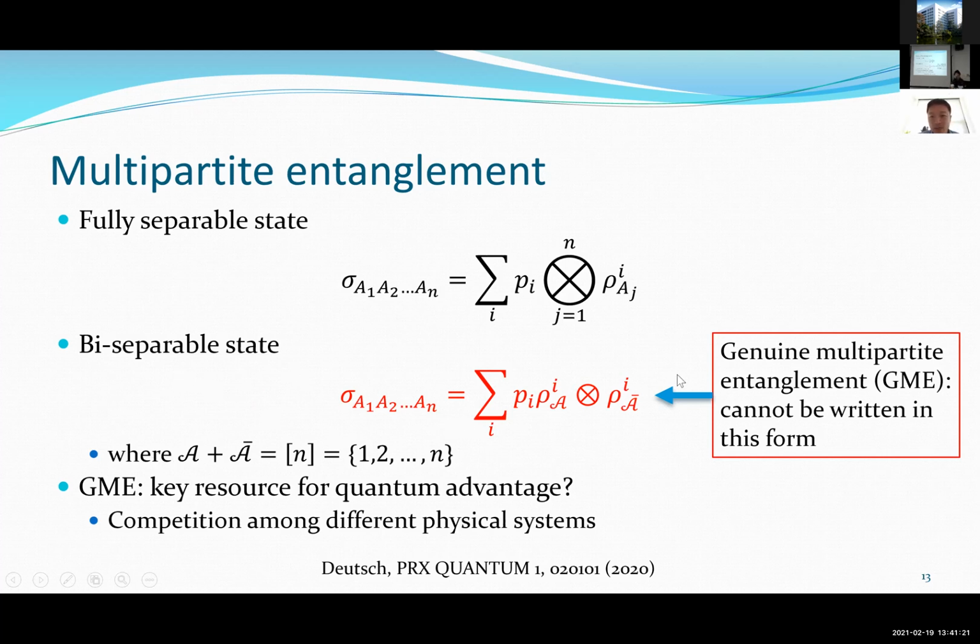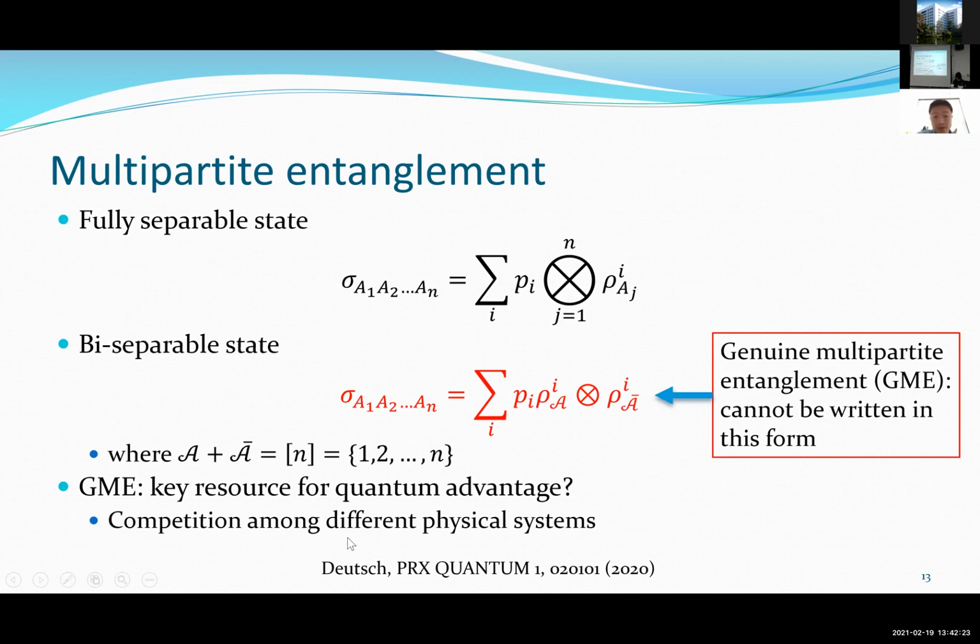For GME, any state that cannot be written in this form is a genuinely entangled state. There is also a widespread belief that the genuinely entangled state is a very fundamental key resource for quantum advantage. For example, in Ivan Deutsch's recent perspective paper in the first issue of PRX Quantum, it says there is some evidence that genuinely entangled states are very hard to simulate. In general, they are very hard to simulate. From there, we can see that it's widely believed to be one of the key resources for quantum advantage.